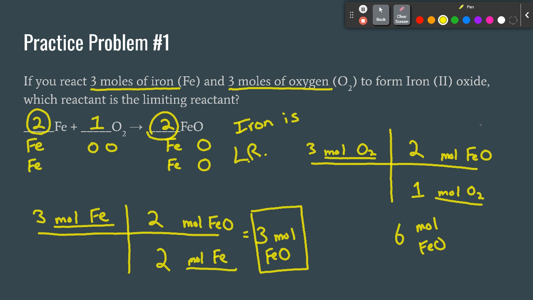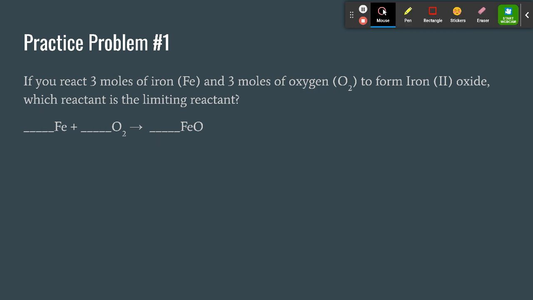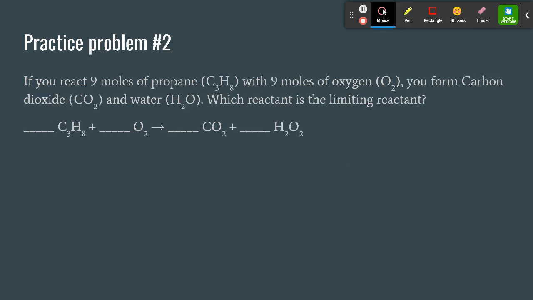All right, let us do another. If you react 9 moles of propane with 9 moles of oxygen, you form carbon dioxide and water. Which reactant is the limiting reactant? Our first step here is we need to balance our chemical reaction. So I'm going to give you a second, see if you can get this chemical reaction balanced, and then we're going to work through determining our limiting reactant.